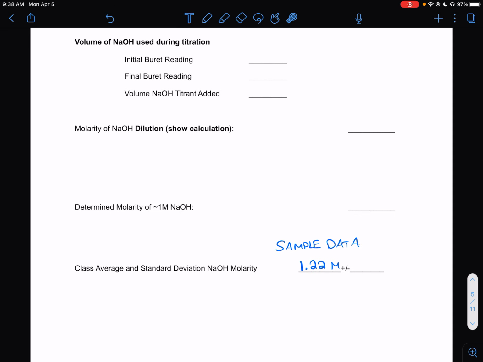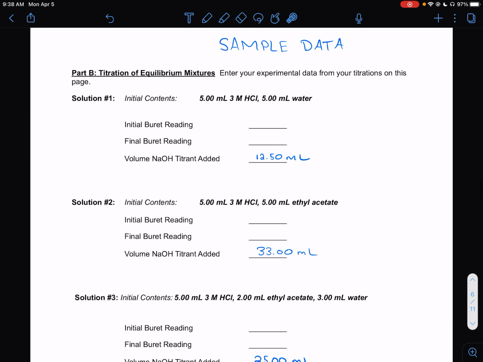The only thing we really need for calculations is a class average sample data of 1.22 molar for our sodium hydroxide concentration. Yours is going to be slightly different based on your section's class average, but we're going to need this for our analysis. On the next page, this is also data that you should have collected in lab, so these are your titrations.